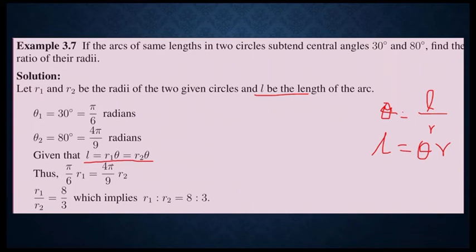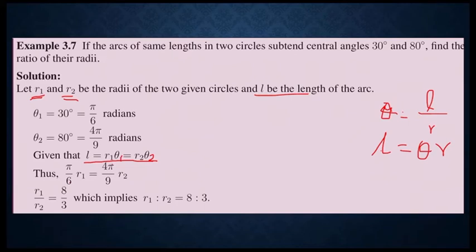For the first circle, its arc length is theta into R1 because R1 is its radius. For the second circle also, arc length is equal to R2 into theta because R2 is its radius. So, R1 theta is equal to R2 theta. What is theta? R1 into theta 1, R2 into theta 2. So, pi by 6 into R1 is equal to 4 pi by 9 into R2.